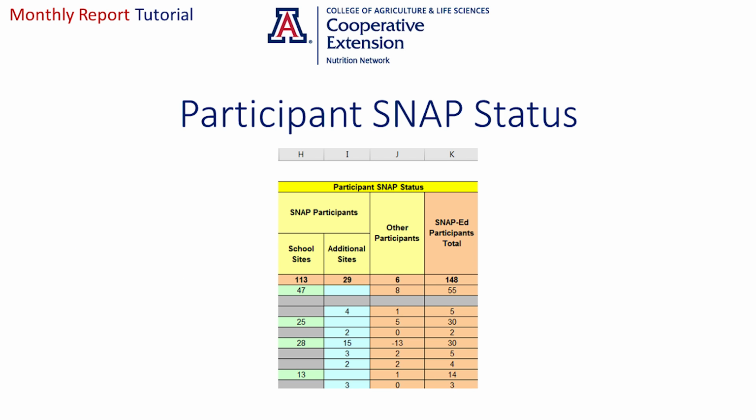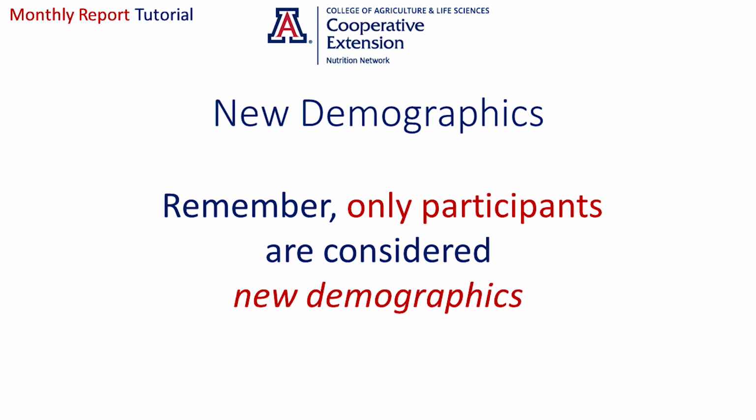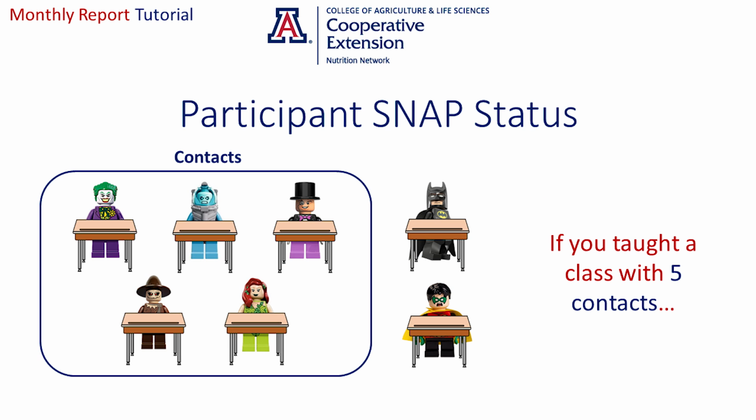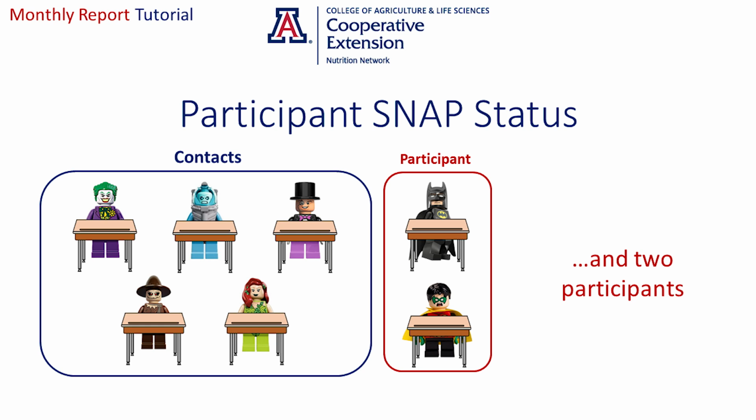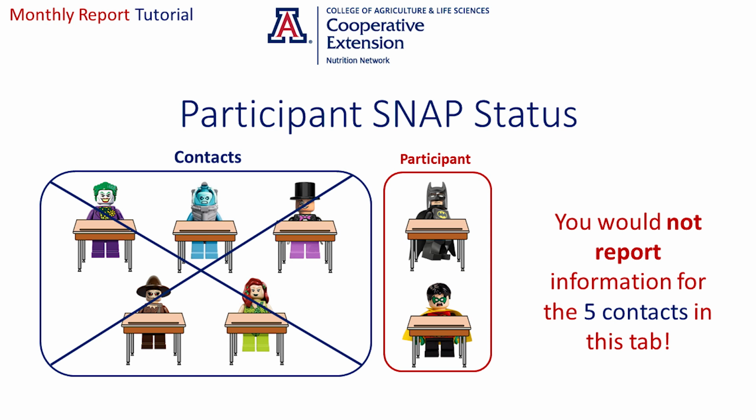The next 4 columns, columns H through K, are used by AZNN to determine how much of the new audience being reached is receiving SNAP benefits. These columns are based on the SNAP status of the participants that you taught in the intervention, not the total number of people altogether. Remember, this tab itself is only concerned with new demographics, so no information should be entered for contacts. For instance, if you taught a lesson with 5 contacts and 2 participants, then you would fill out the corresponding columns with information for those 2 participants and not the 5 contacts.